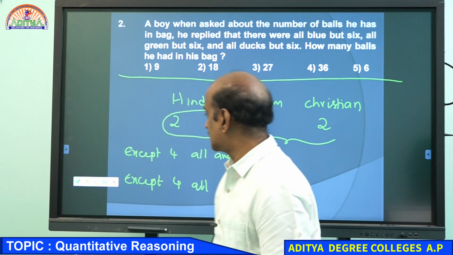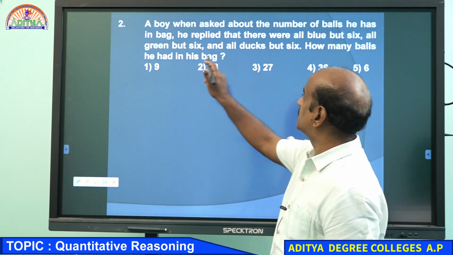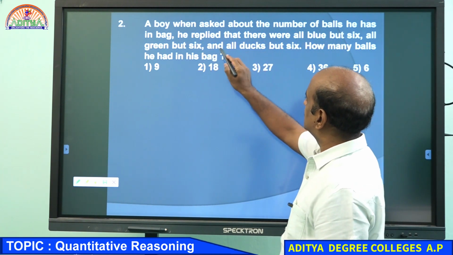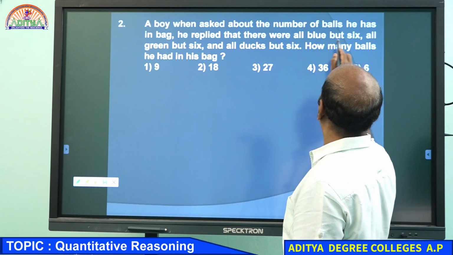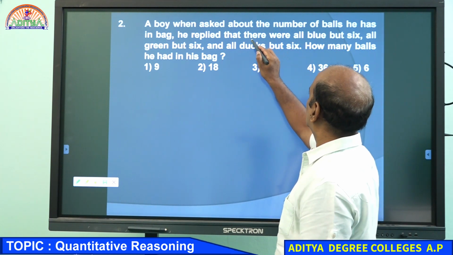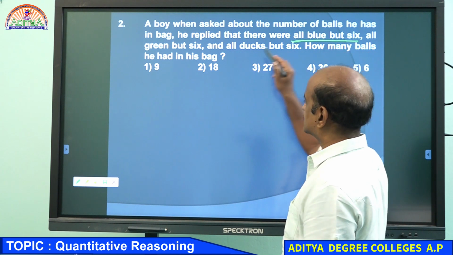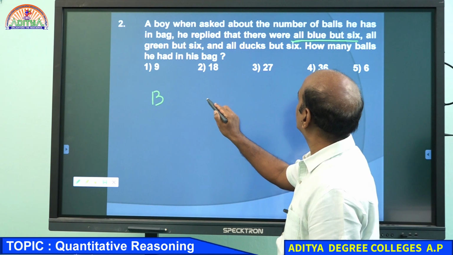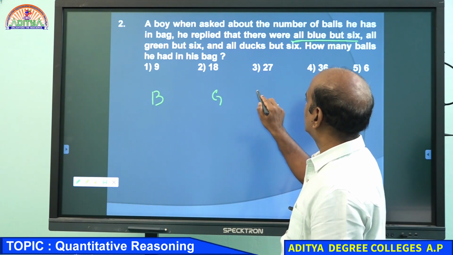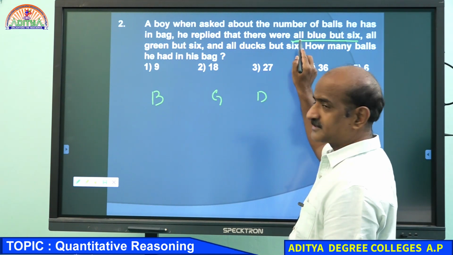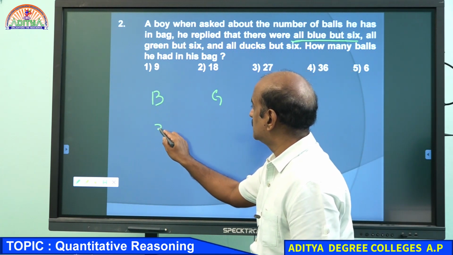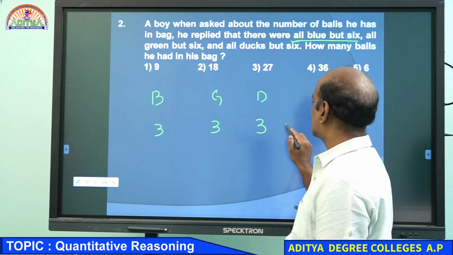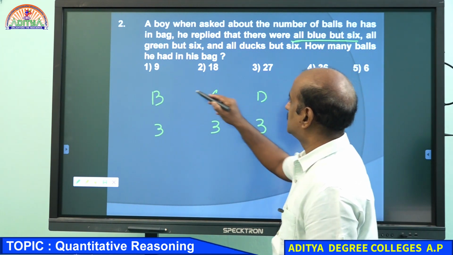Wonderful. Students, if you want to see this statement to be true, consider a boy who was asked about the number of balls he has in a bag, and he replied that there were all blue except 6. Probably he will answer something like that: blue, green, and then we have ducks. So if you want the statement to be true, there may be 3 blue balls, 3 green balls, and 3 ducks, which means we can have 9 balls in total.